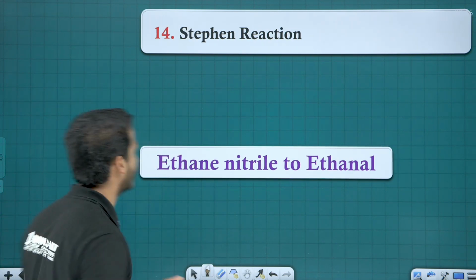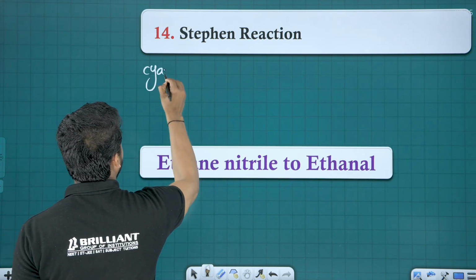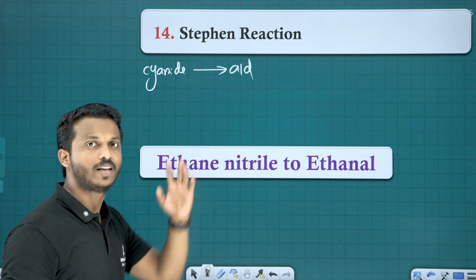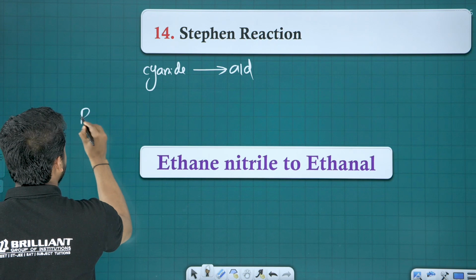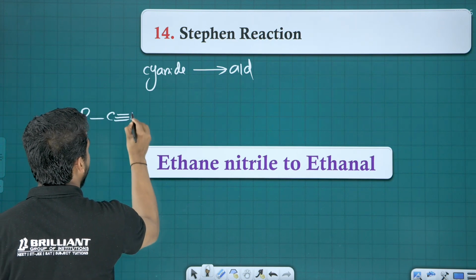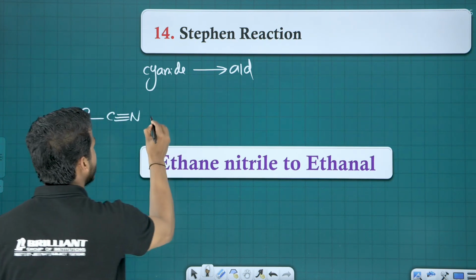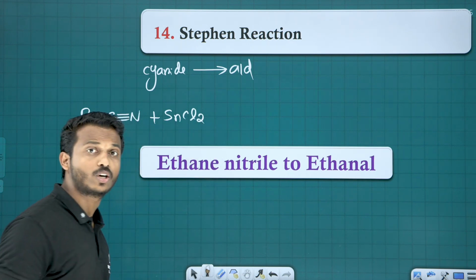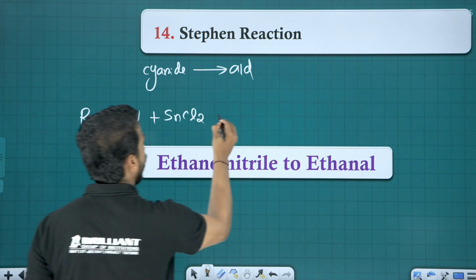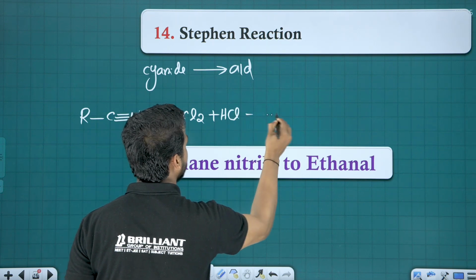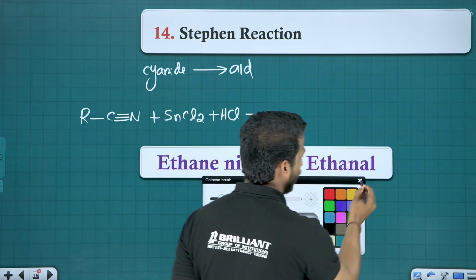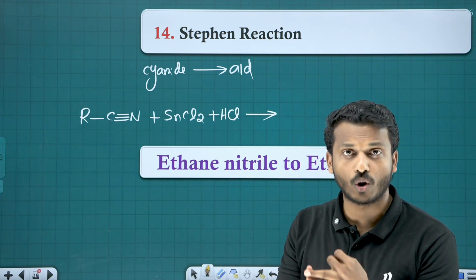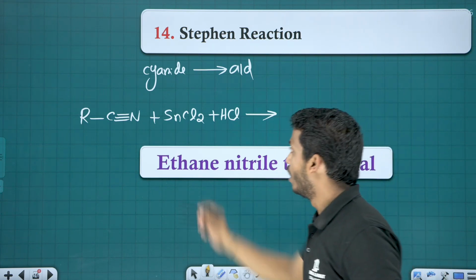Next one, Stephen reaction. What is Stephen reaction? Cyanide to aldehyde is known as Stephen reaction. Let me tell you what the reaction is. Let me take cyanide first. What is cyanide? RCN. Take your cyanide and treat it with SnCl2, called stannous chloride, along with HCl. This is the reactant and starting material for Stephen reaction. You know what happens?